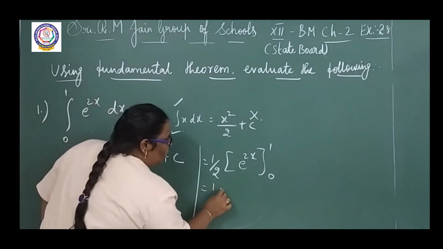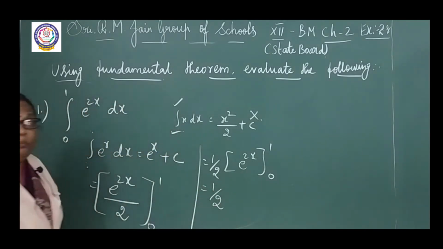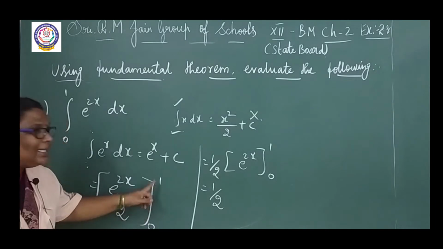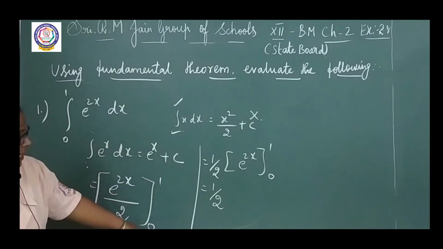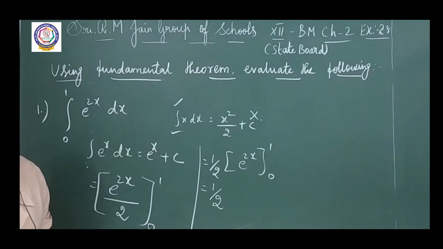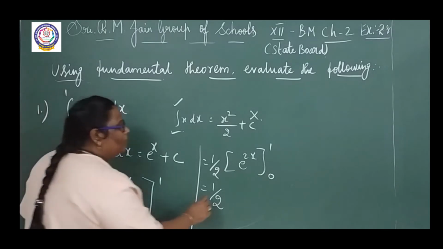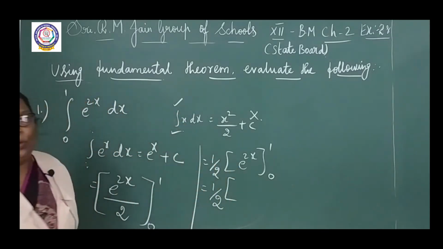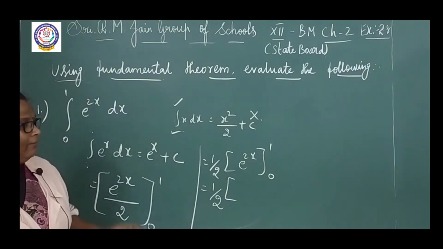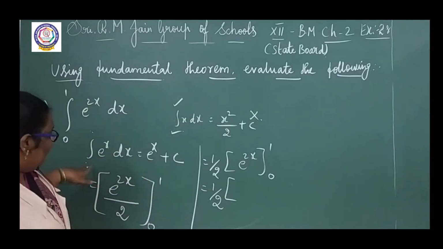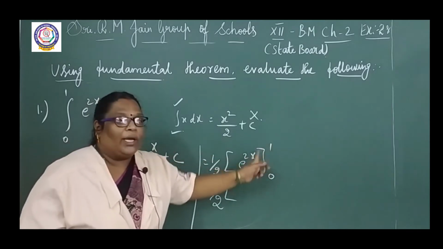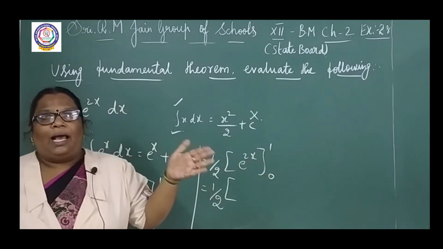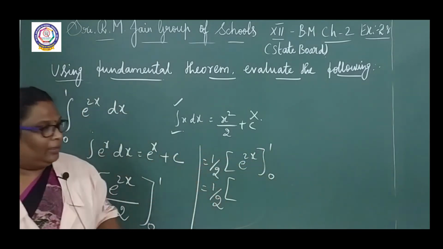You don't put plus c, because the limit is given. If the limit is not given, you put plus c. If the limit is given, you don't put plus c. Do it in a very careful manner. If the limit is given, you substitute the limit, because the boundary points are given.